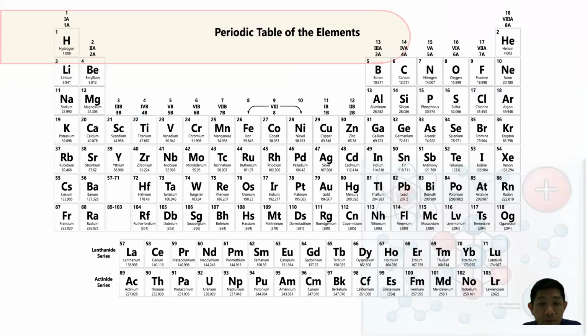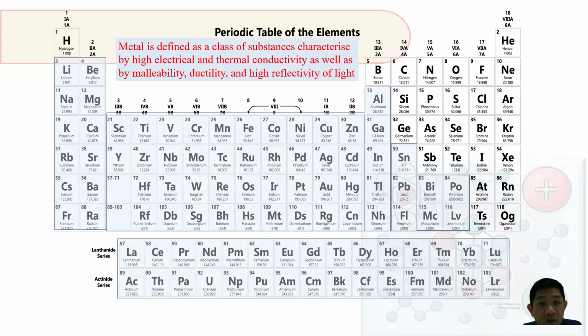Okay, so a little bit summarized from what we have learned previously. So we know that element can be generally categorized as three, where we have metals, which is defined as a class of substance characterized by high electrical and thermal conductivity, as well as malleability, ductility, and high reflectivity of light.